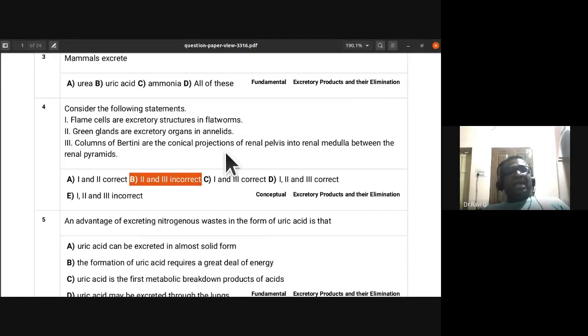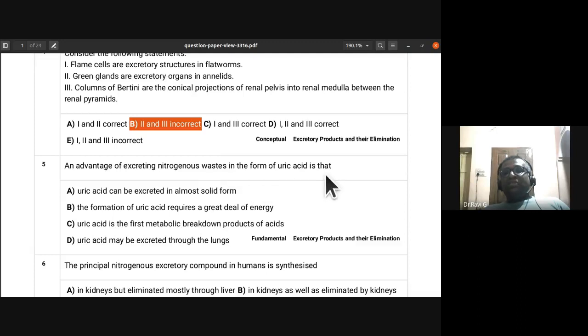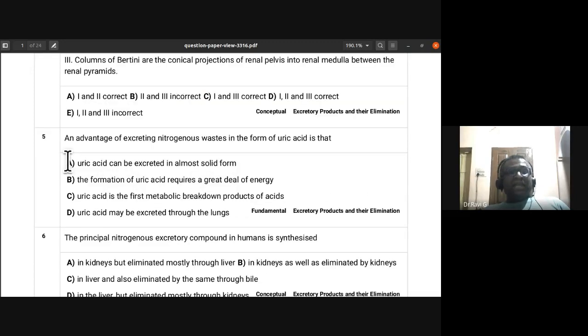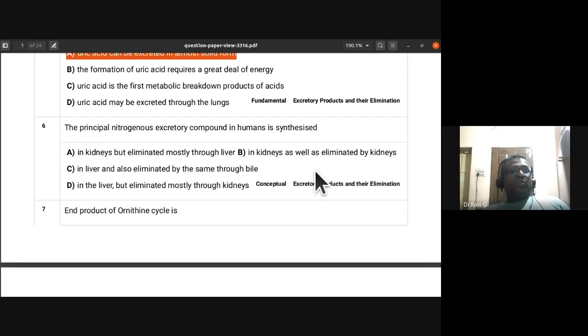Okay. An advantage of excreting nitrogenous waste in the form of uric acid is that uric acid can be excreted in almost solid form. So that is the right answer. Fifth one, it can be excreted in almost solid form.